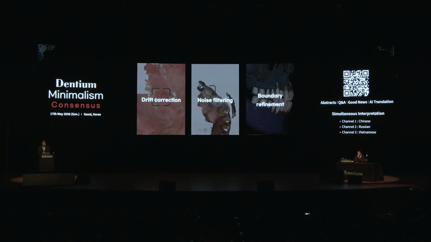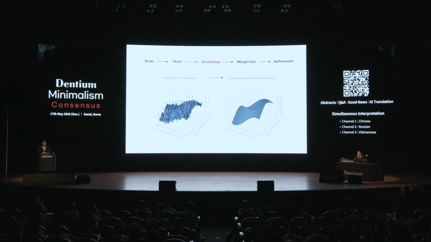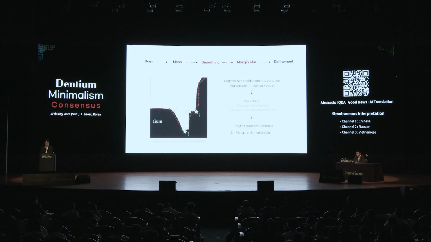Lastly, AI can be applied to boundary refinement to improve the reproducibility of the surface. After scanning, the raw data is optimized during the modeling process. At this stage, excessive noise is automatically removed, making the surface clean and smooth. After that, the surface looks more natural, but sometimes we get unexpected results. In this process, too much smoothing can cause the loss of fine detail.